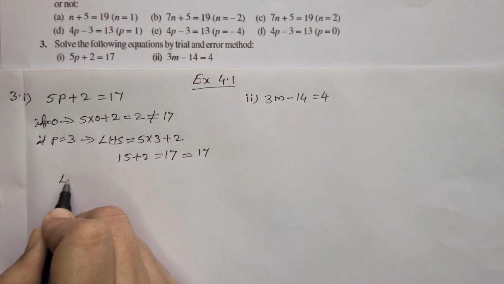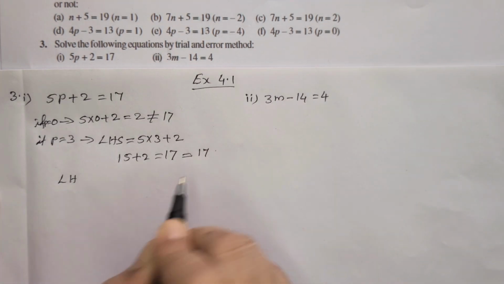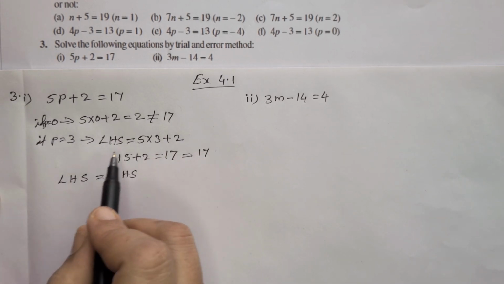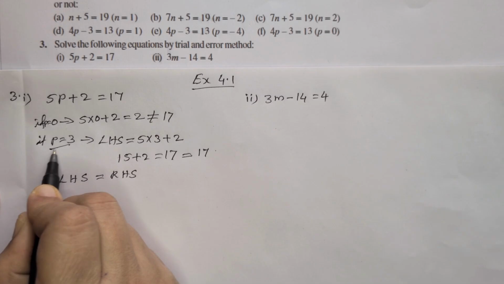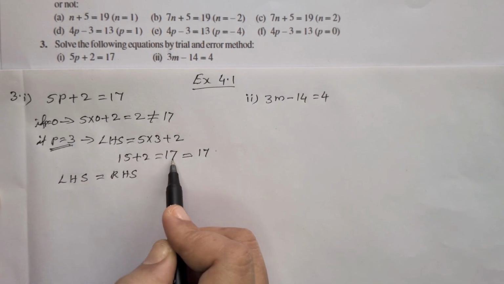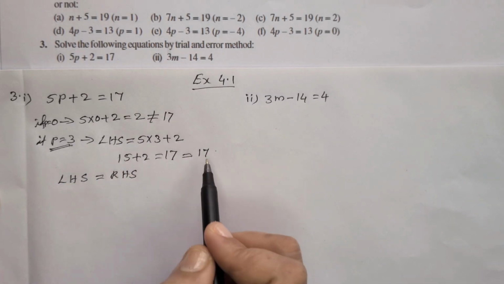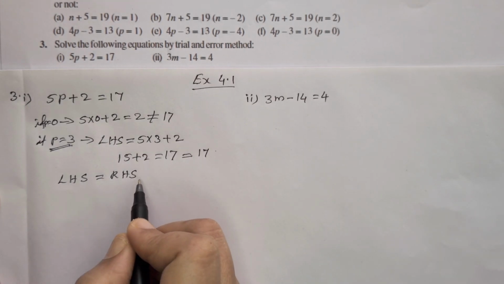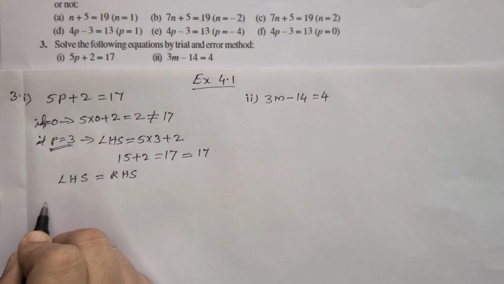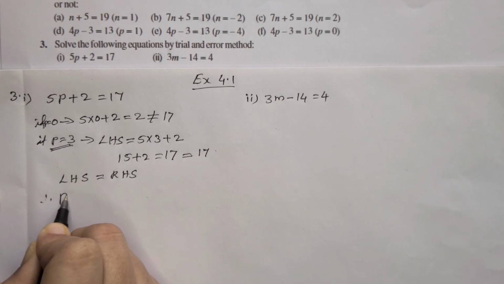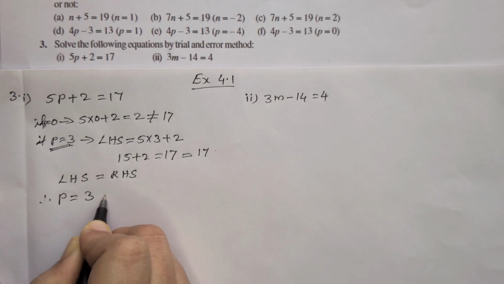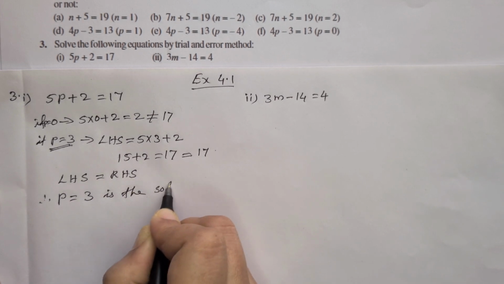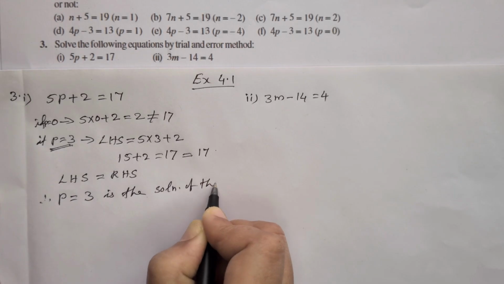So LHS is equal to RHS. When we put p is equal to 3, we got the left side answer same as the right side number in the equation. So we can write LHS is equal to RHS, and therefore p is equal to 3 is the solution of the given equation.